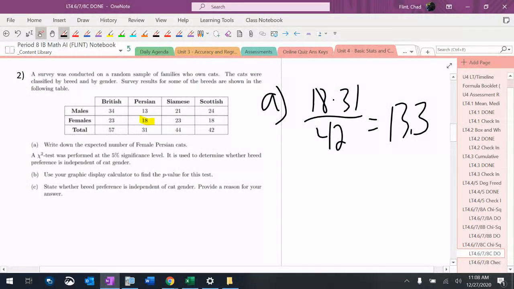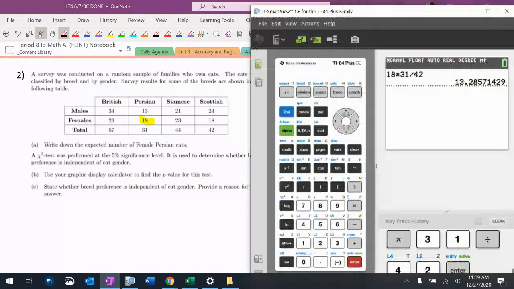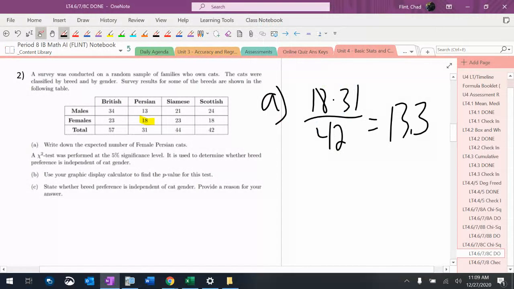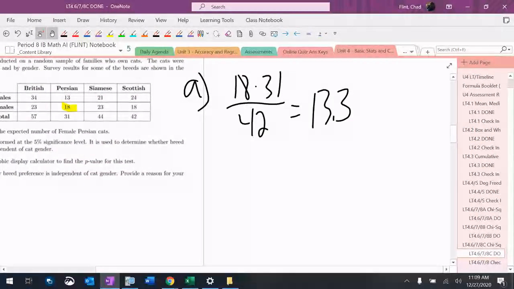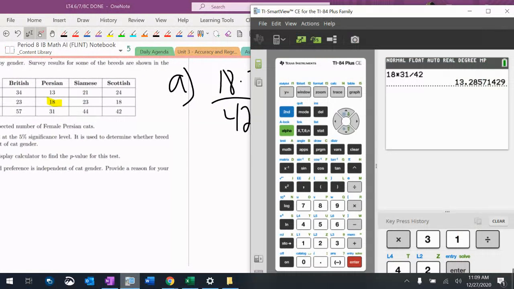So then it says a chi-squared is carried out at 5%. Test whether preferences are independent of cat gender. Use your graphic display calculator to find a p-value. All right, so now I got to bring my calculator up, and I got to do some work here. Now I have totals along the bottom, but I don't have totals along the end, and I don't have a grand total. So I got to figure some totals out before I can do anything. So I move this over here, and I bring my calculator back up.